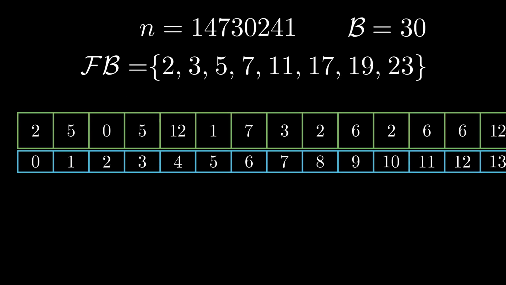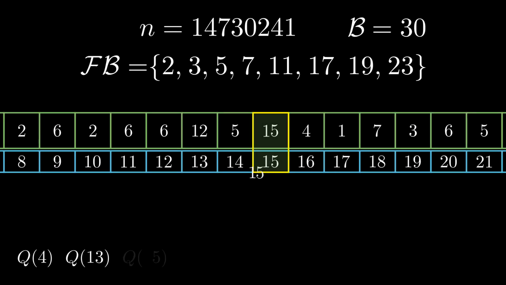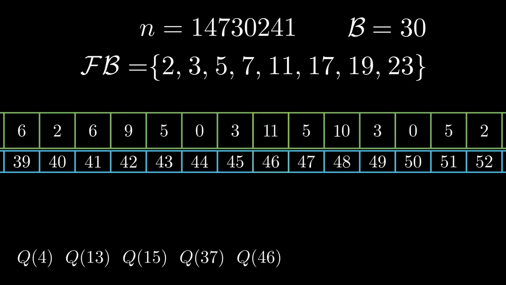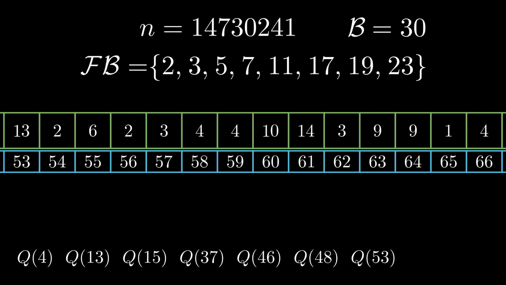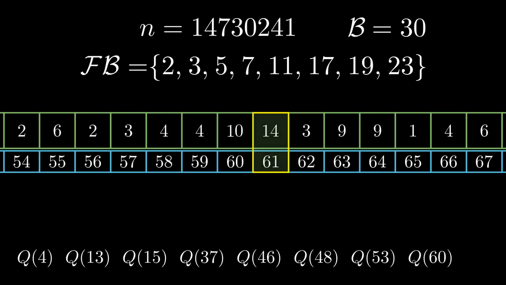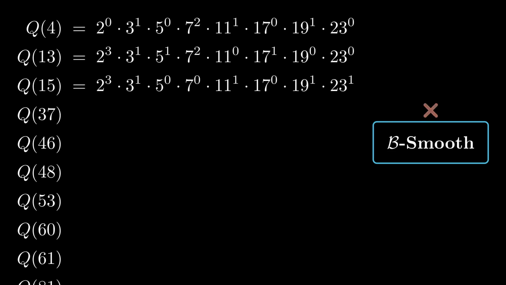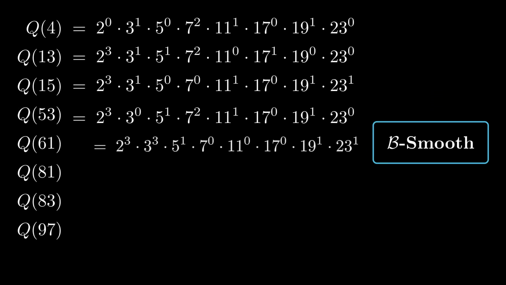Now, we keep the numbers that have large value, say 10 or more. We can keep x equal to 4, 13, 15, 37, 46, 48, 53, 60, and 61. These numbers have more chance to be B-smooth, but not for sure. Therefore, we need to check the smoothness of these numbers. If they are B-smooth, we keep them. If they are not, we throw them away and go to the next number.